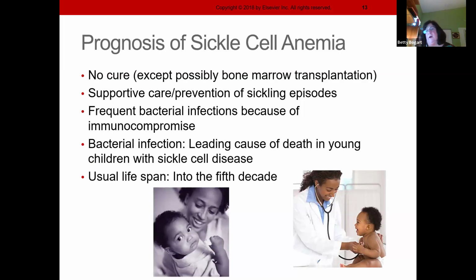Now, there is no cure. They do some bone marrow transplants on those children who are having frequent crises, but there is no cure. As I said, they're immunocompromised. They are really going to be getting sick constantly, and bacterial infection is the leading cause of death. These parents are taught as soon as their child gets a fever, they need to get those antibiotics in because the child has no immune system to speak of to fight it, and they can go into septic shock really quick.